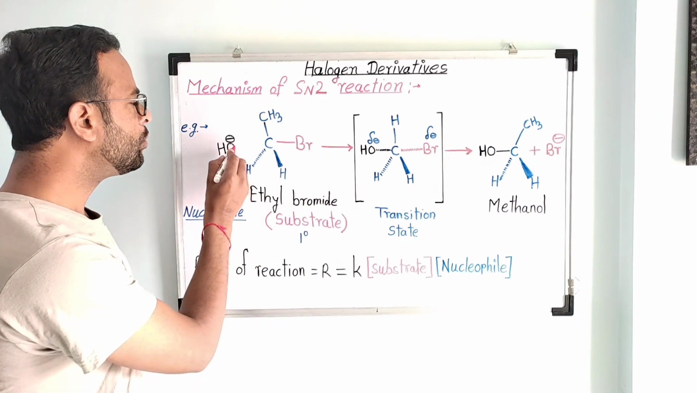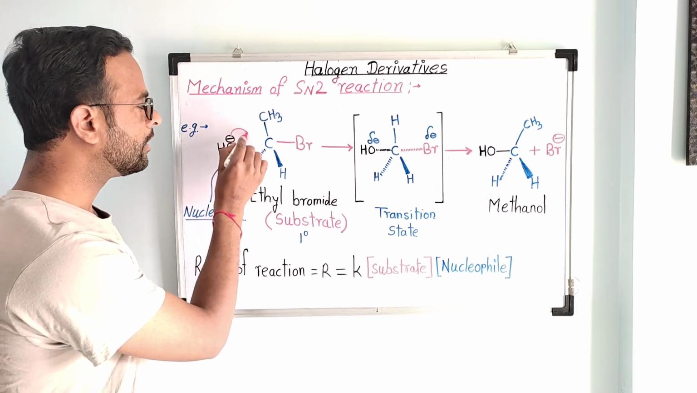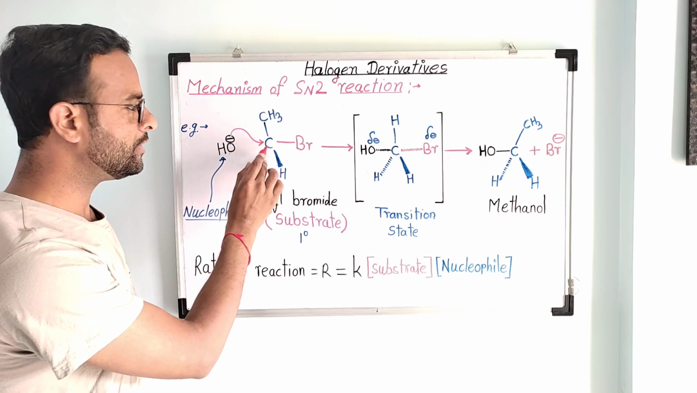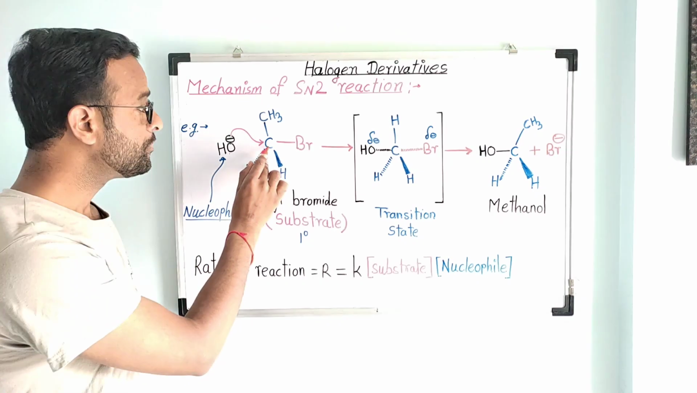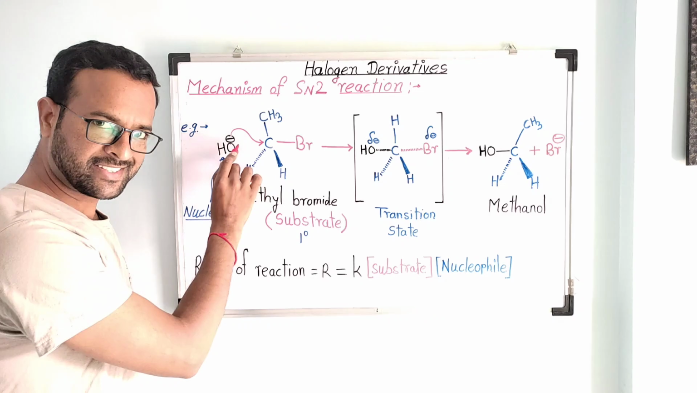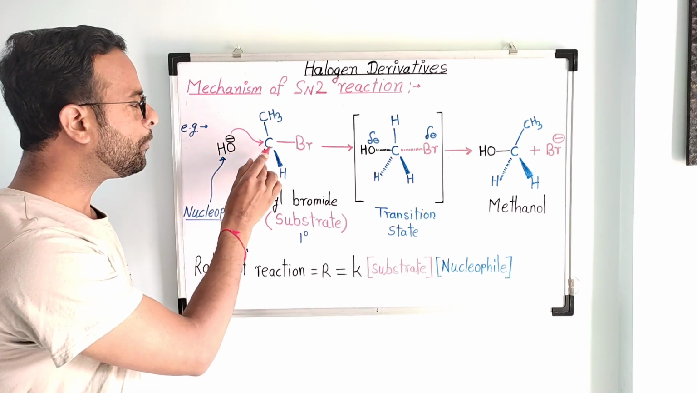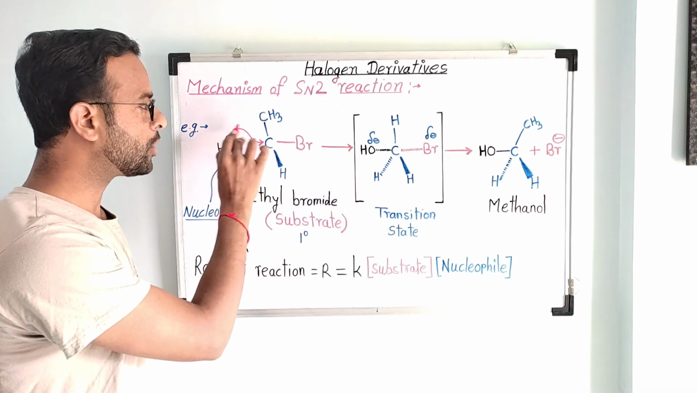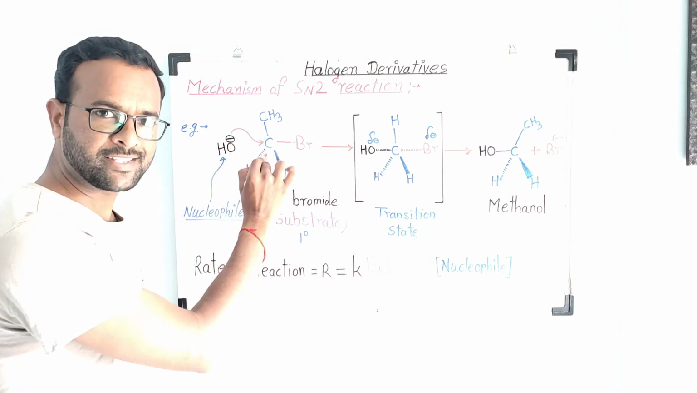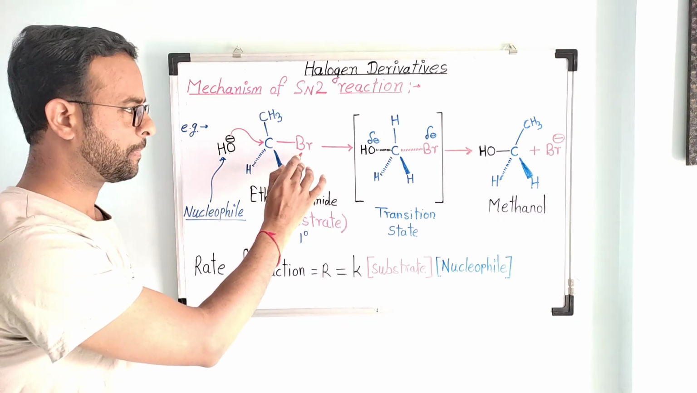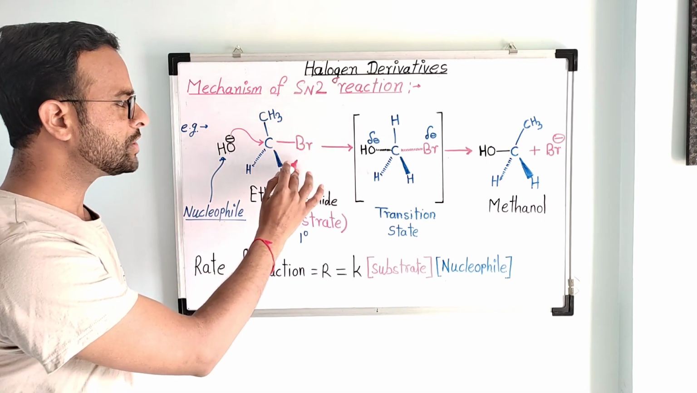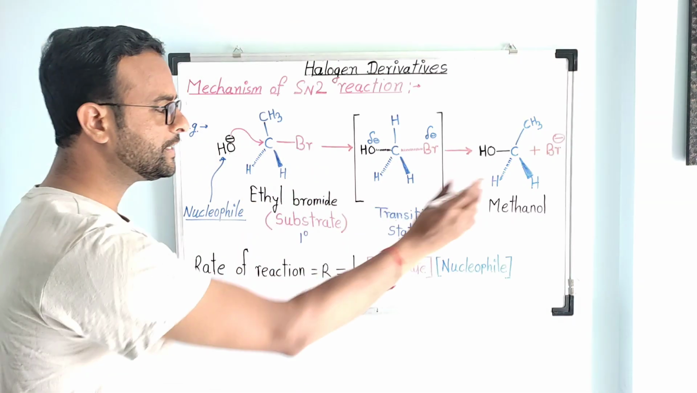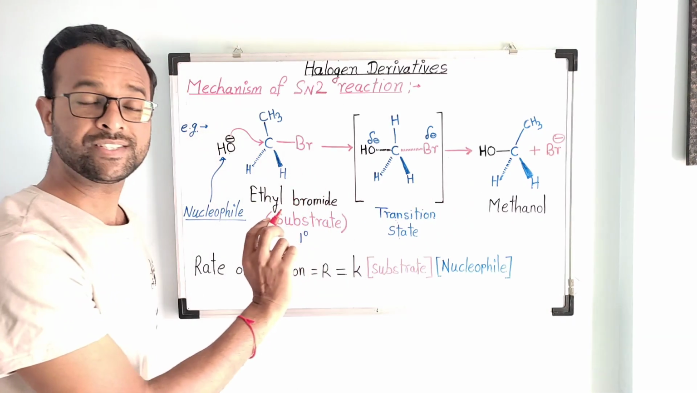Now this nucleophile attacks the substrate. You can see here the nucleophile attacks the substrate from the backside, or you can say opposite to the halogen atom. The attack takes place from the opposite side, from the backside of the halogen. So here the SN2 reaction proceeds through formation of a transition state.